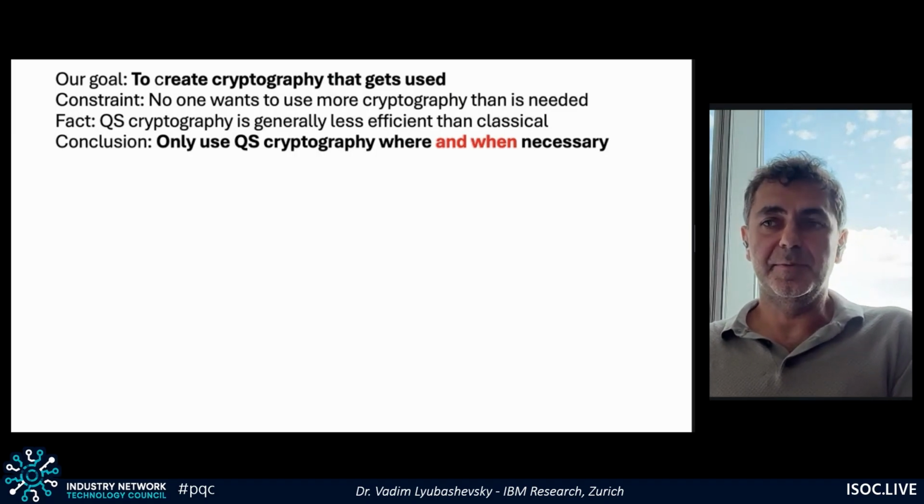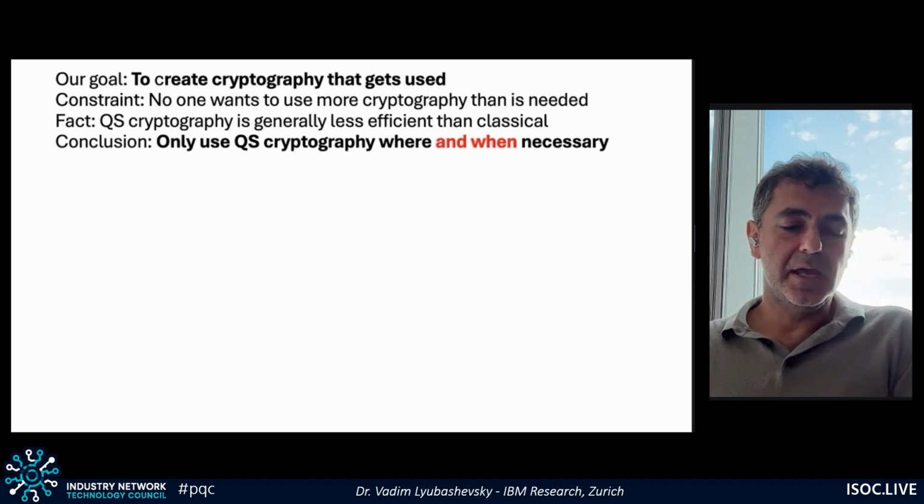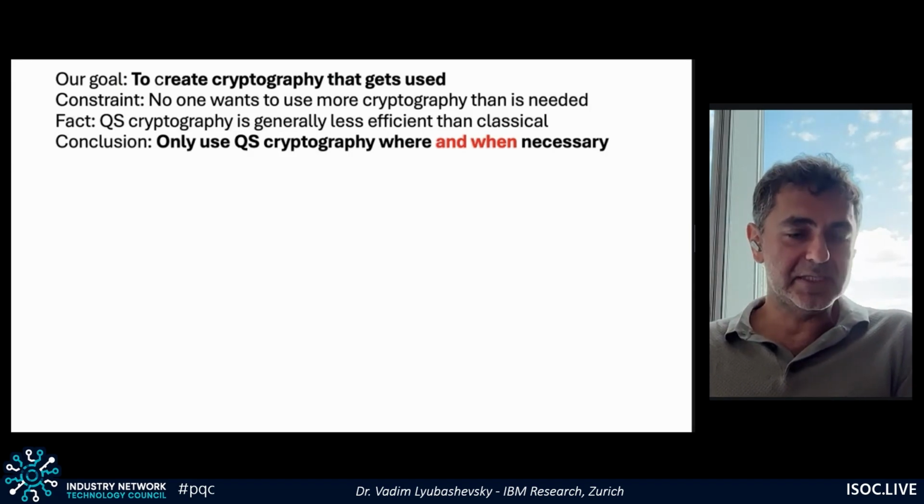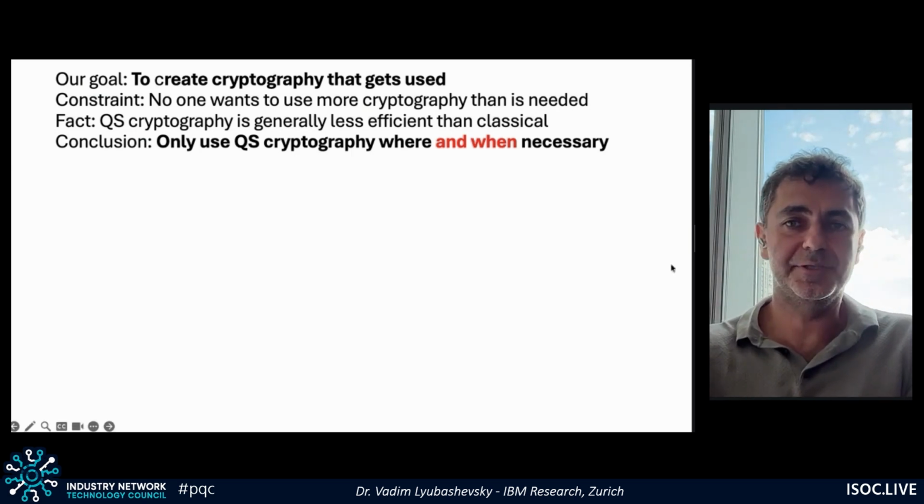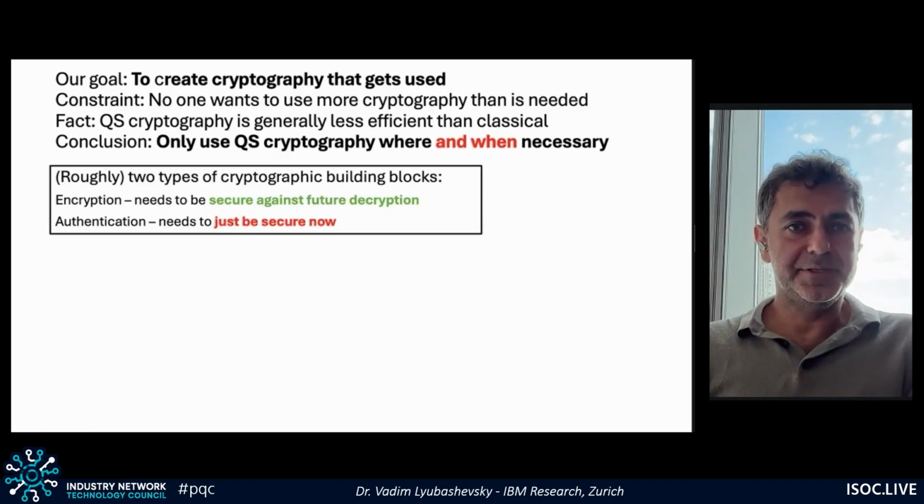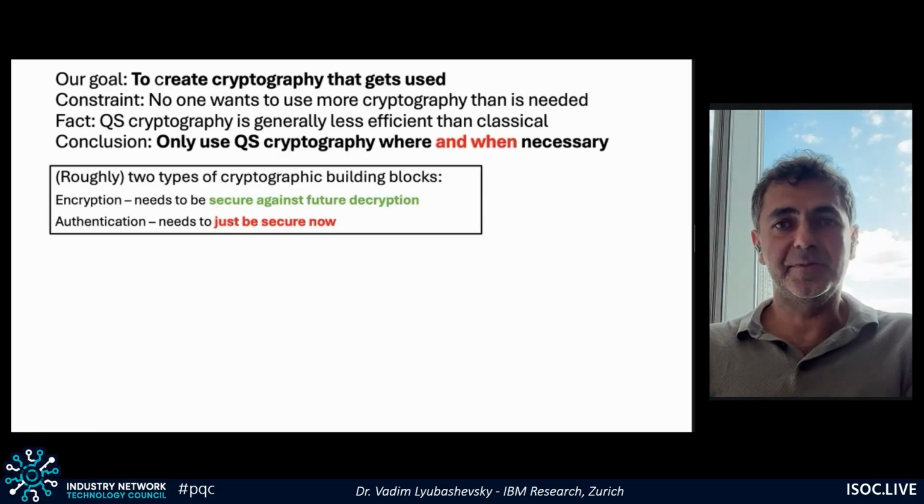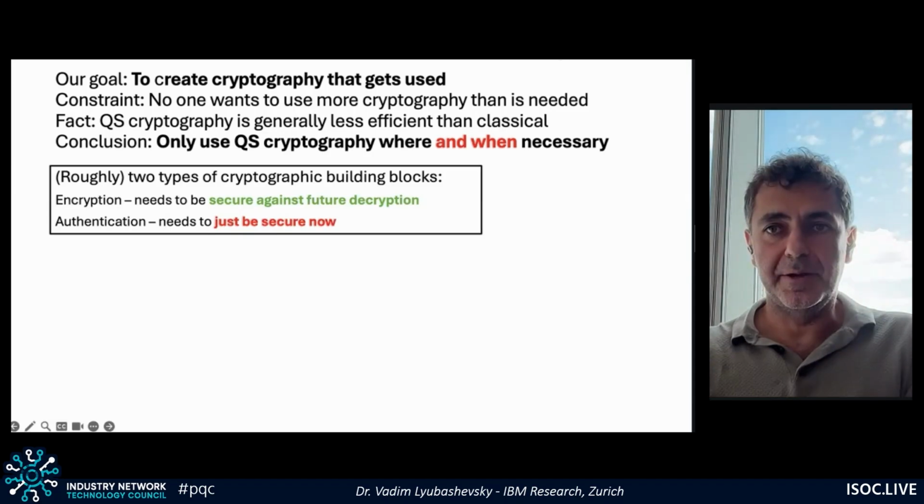So if someone says, look, I need to transition to quantum safe cryptography, what should I do? The answer isn't let's make everything quantum safe. You actually have to think a little bit about how to do this transition. And for this, you have to understand that there are roughly two types of cryptographic building blocks. You can divide all the building blocks into, let's say, roughly two areas.